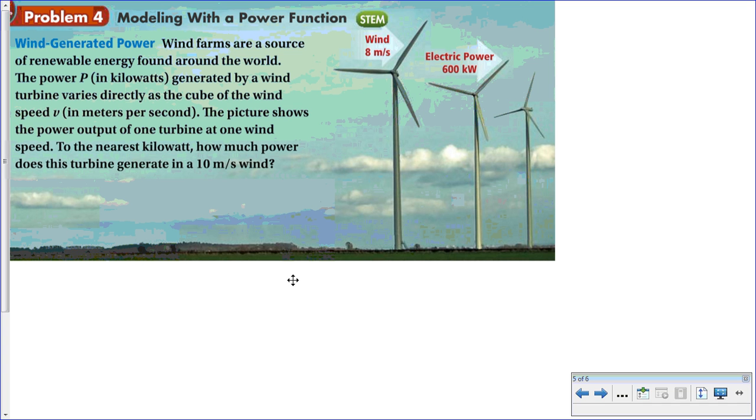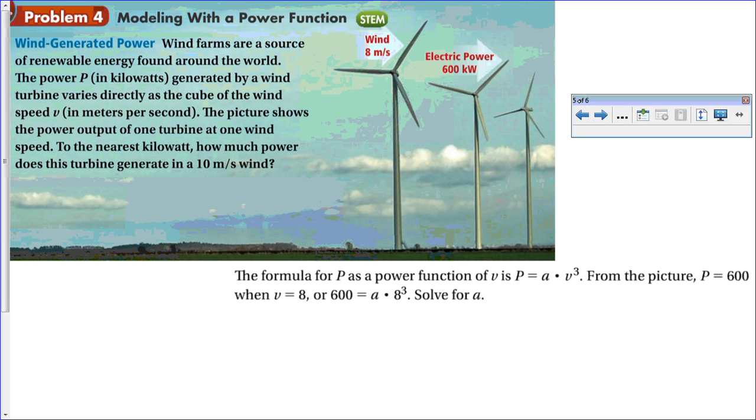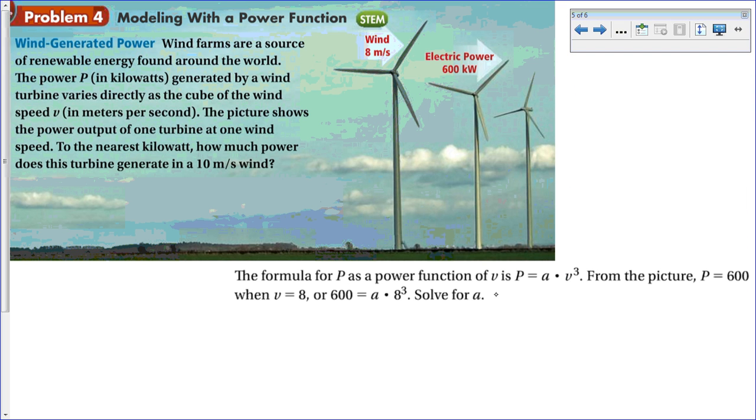All right. So on this one, the first thing we need to do is set up the formula that we're going to use. In this case, the formula that we're going to use is P equals, because if you look over here, it says the power P in kilowatts generated by a wind turbine varies directly as the cube of the wind speed V in meters per second. So P is the power we're looking for. A is the speed.